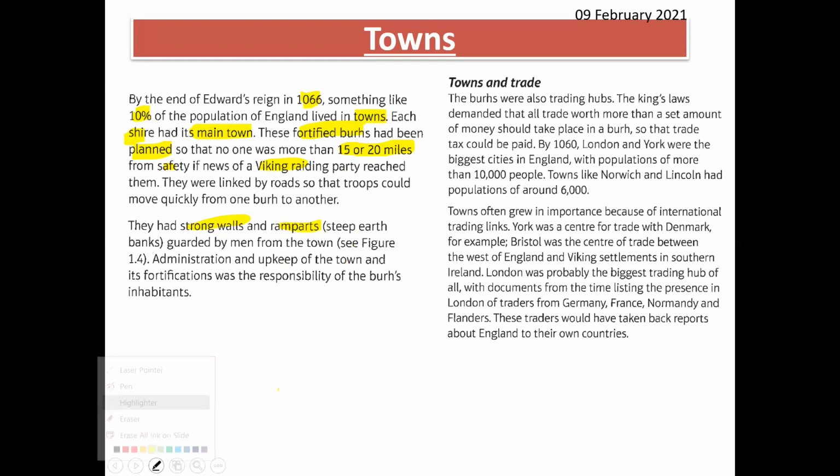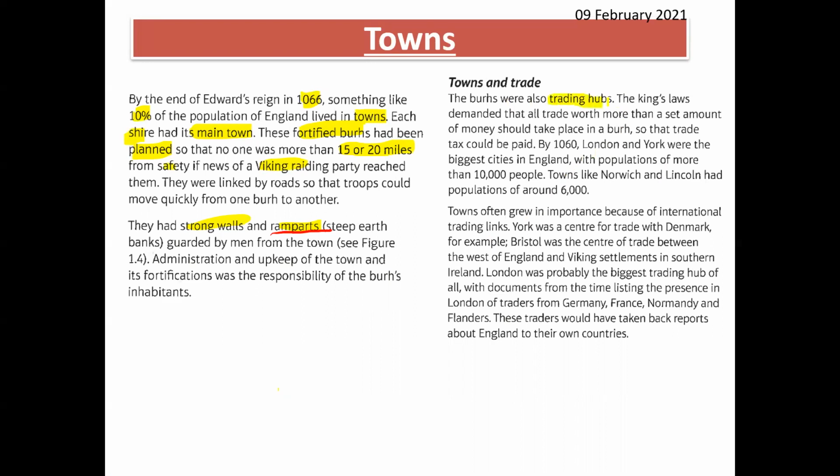I'll bring my pen up there. Okay, rampart, important keyword. Make sure you know what a rampart is. And they were guarded by men, and the whole town took its turn in guarding and took communal responsibility in looking after the town.